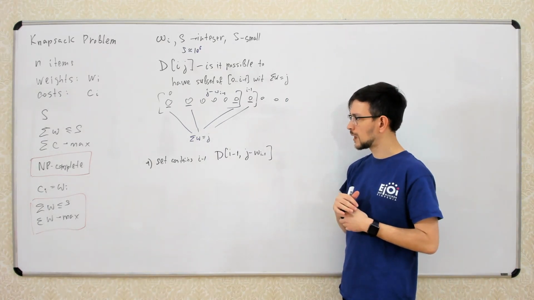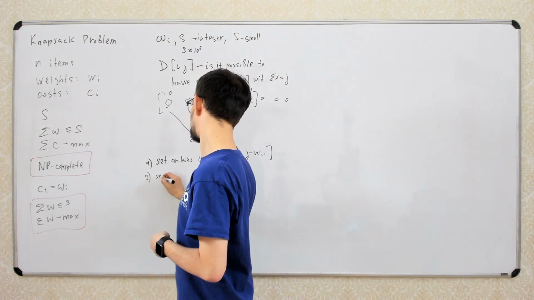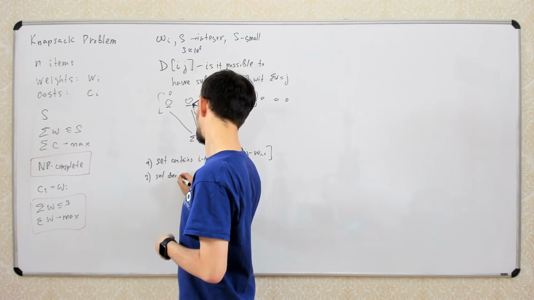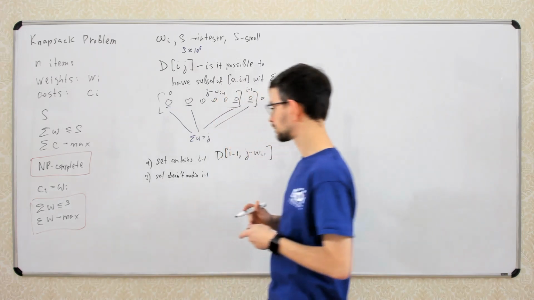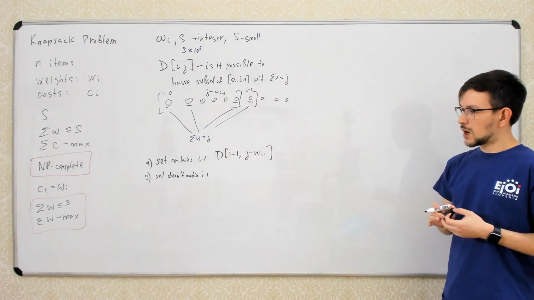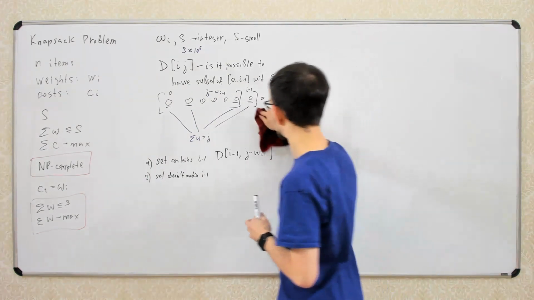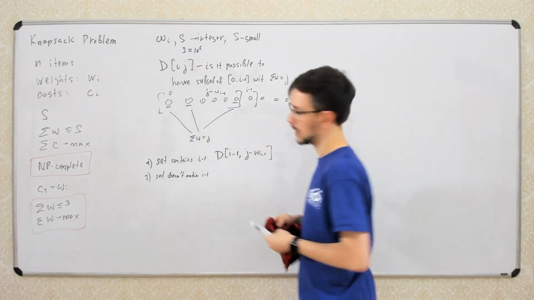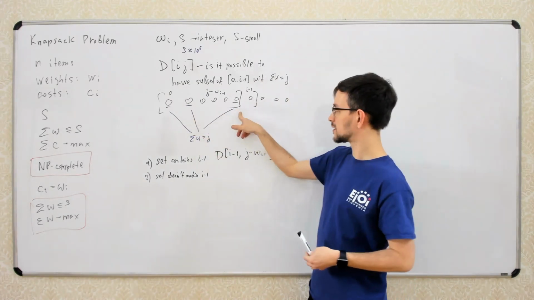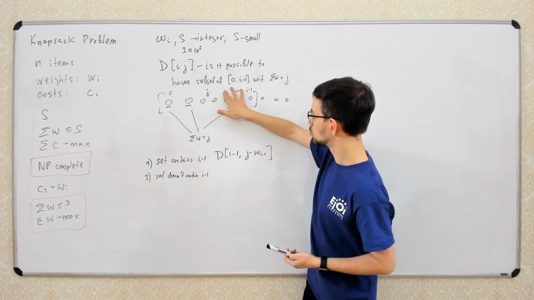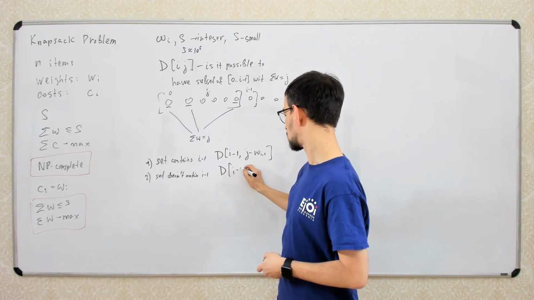That's all. And what if the set doesn't contain this element? Then, if this element is not in the set, we need to have some subset of the first i minus 1 elements with sum equal to j. So this sum is just equal to j, right? So the answer will be in D[i-1][j].